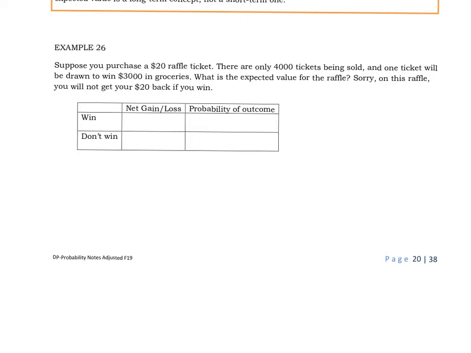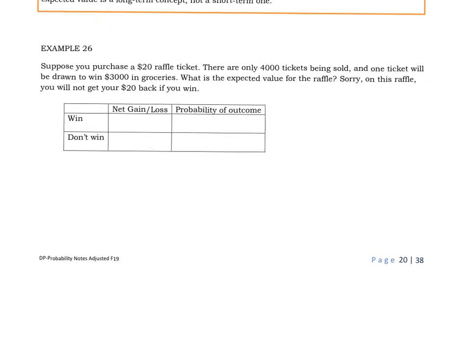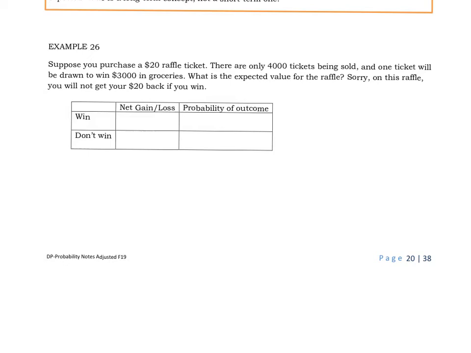Probability example 26. Suppose you purchase a $20 raffle ticket. There are only 4,000 tickets being sold, and one ticket will be drawn to win $3,000 in groceries. What is the expected value for the raffle? So you are not going to get your $20 back if you win. So $3,000 if you win, you have the $3,000 of groceries, and that's nice. But it's going to have to be $3,000 minus 20 because you still had to buy the raffle ticket.